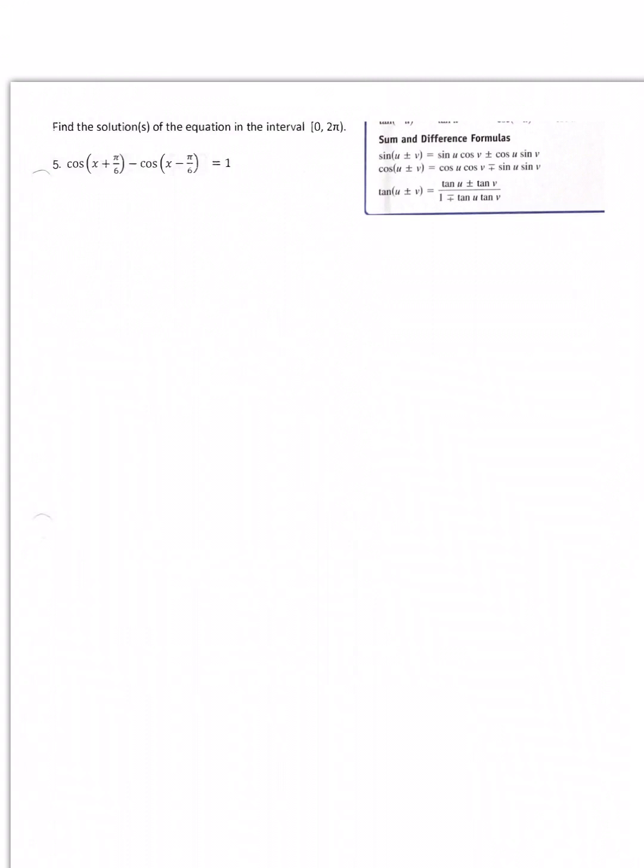All right, let's do the sum of cosines first, obviously. It would be the cosine of x times the cosine of pi over 6. There's u and here's v. What does it say? If it's plus here, it's going to be a minus here. So it's going to be minus the sine of x, sine of pi over 6. Okay, that's the first thing.